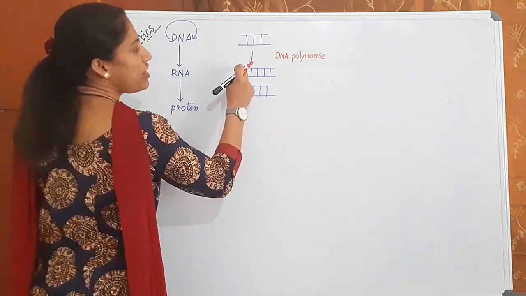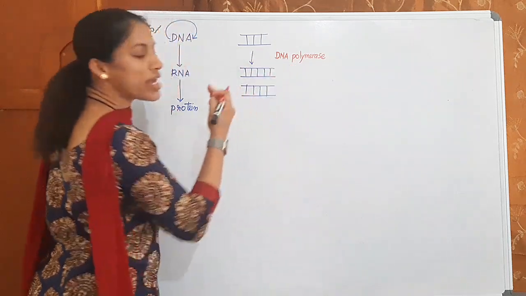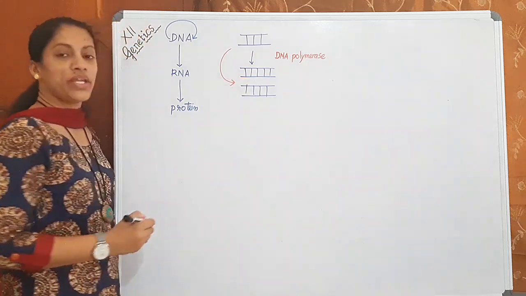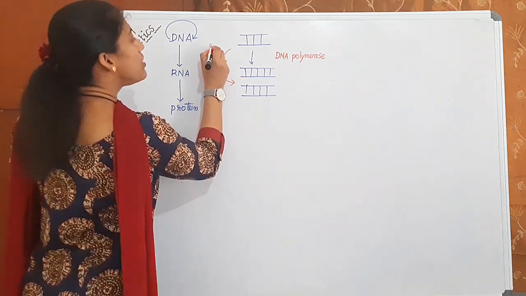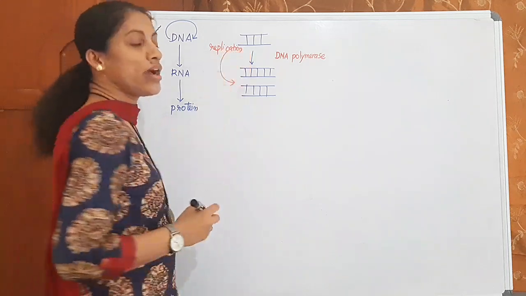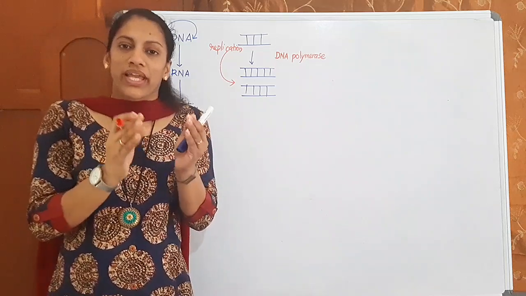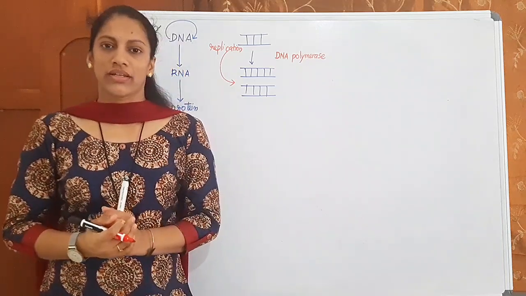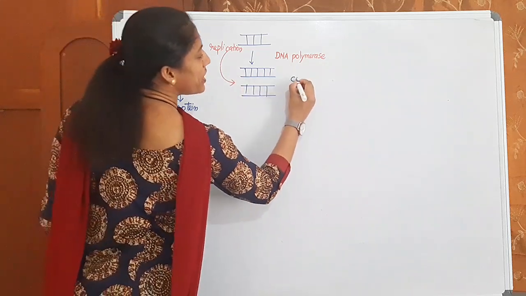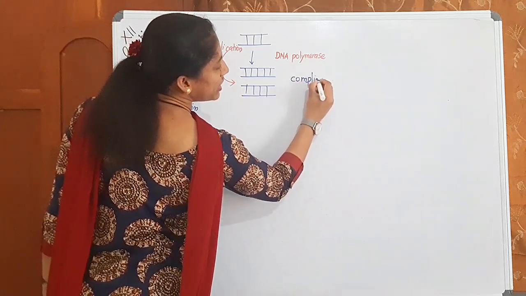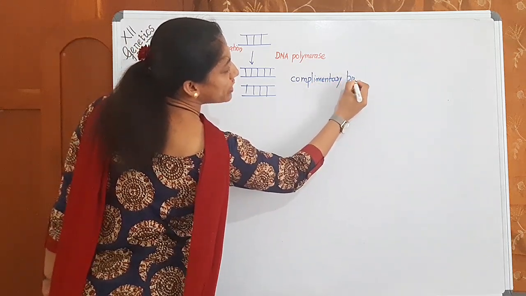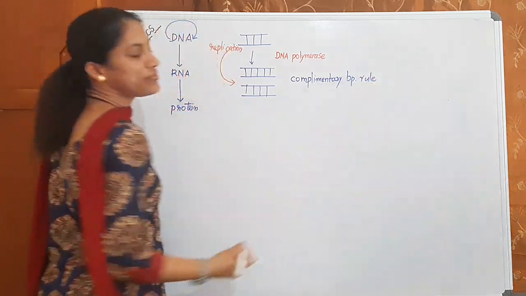How is it possible for one strand to synthesize the opposite strand? How can one strand act as template and synthesize the opposite strand? It is based on the principle, what is it? Complementary base pairing. DNA replication occurs based on the complementary base pairing rule.